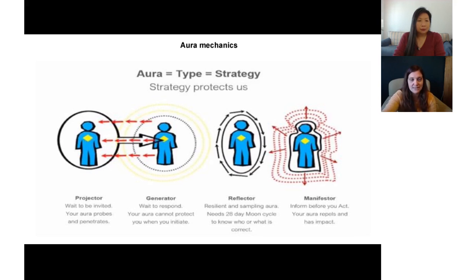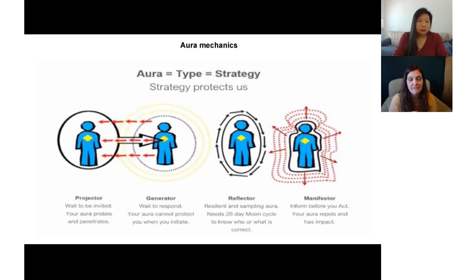And like I said, for you as the generator, you have that open and enveloping aura. Your aura is designed to protect you. Following your strategy is there to protect you so that you don't experience that frustration or resistance from other people.